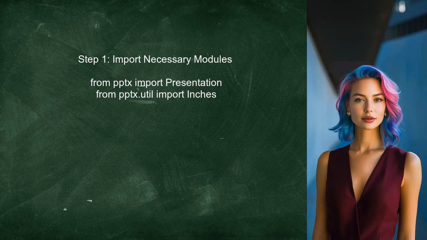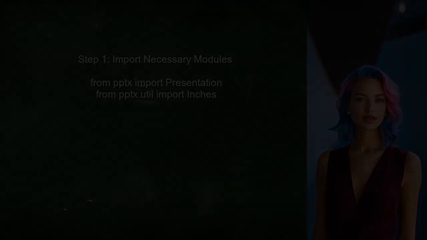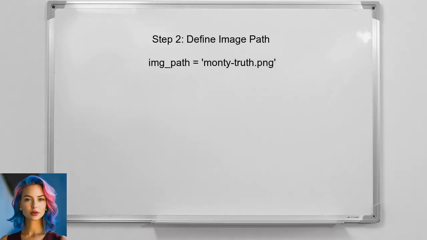To set the width and height of the picture in PowerPoint using the python-pptx package, the user should first import the necessary modules. This includes the Presentation class and the Inches utility for measurements. Next, the user should define the path to the image they want to insert. In this case, the user has already set the image path to monty-truth.png.